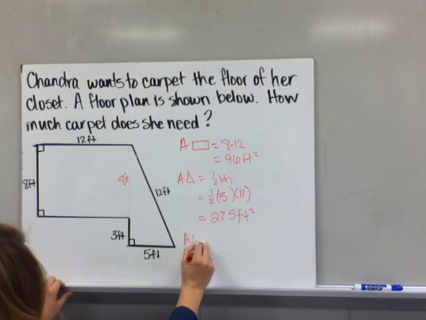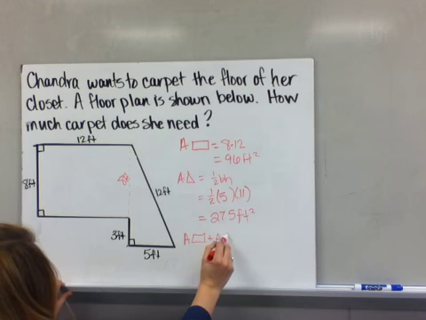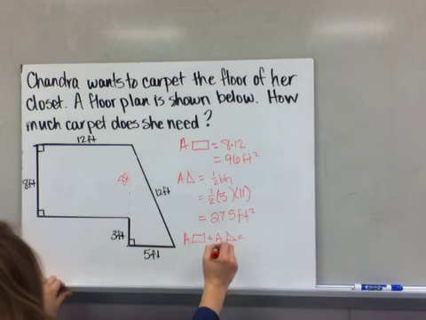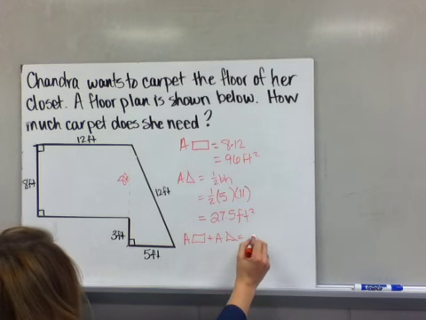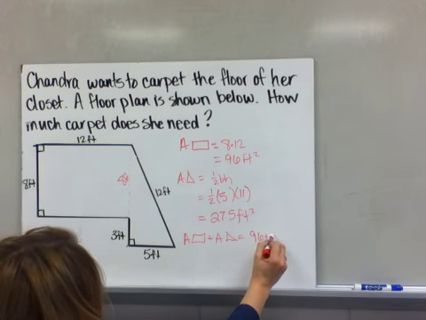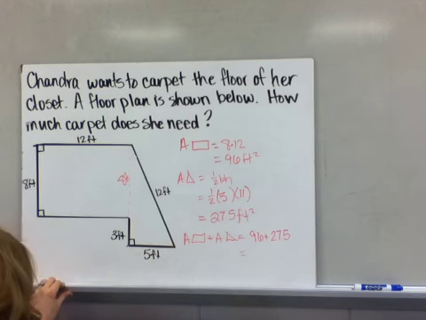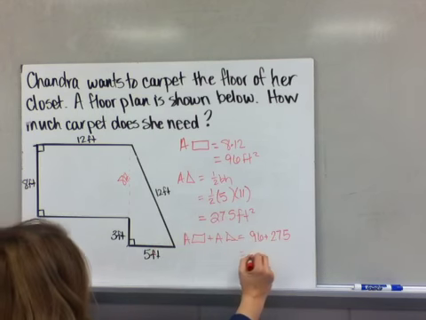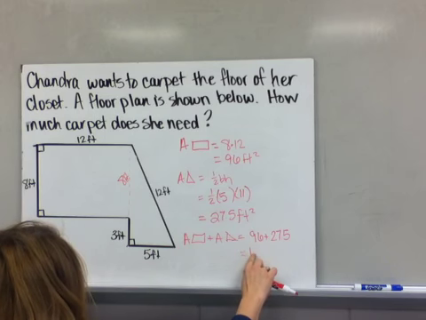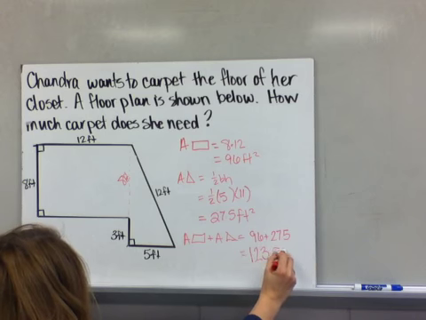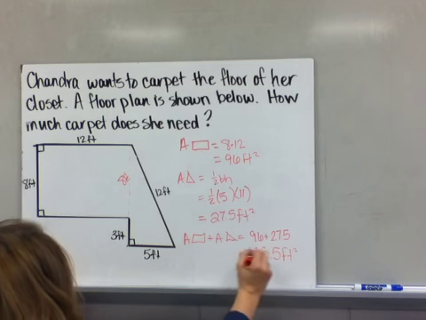Now I'm ready for step 3, to add the areas. The area of the rectangle plus the area of the triangle is going to equal the total area. So that would be 96 plus 27.5, which is 123.5 feet squared.